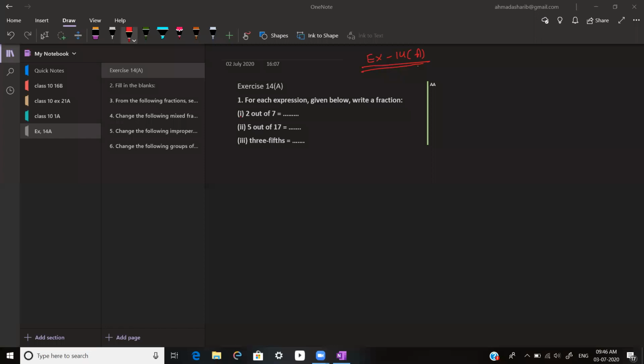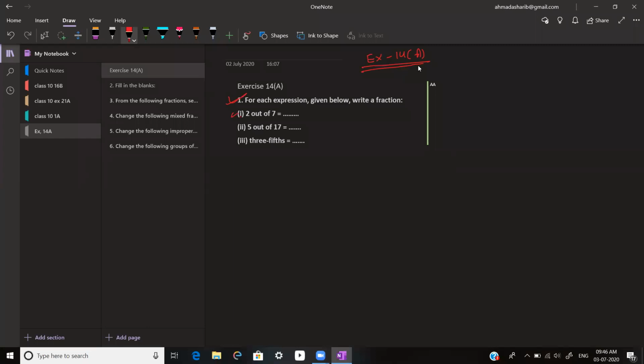Students, this chapter is very simple. Now let us do question number 1. Let's see what question number 1 is saying. Question number 1 says: for each expression given below, write a fraction. Number 1, 2 out of 7. Students, we have to express it in the fraction form.